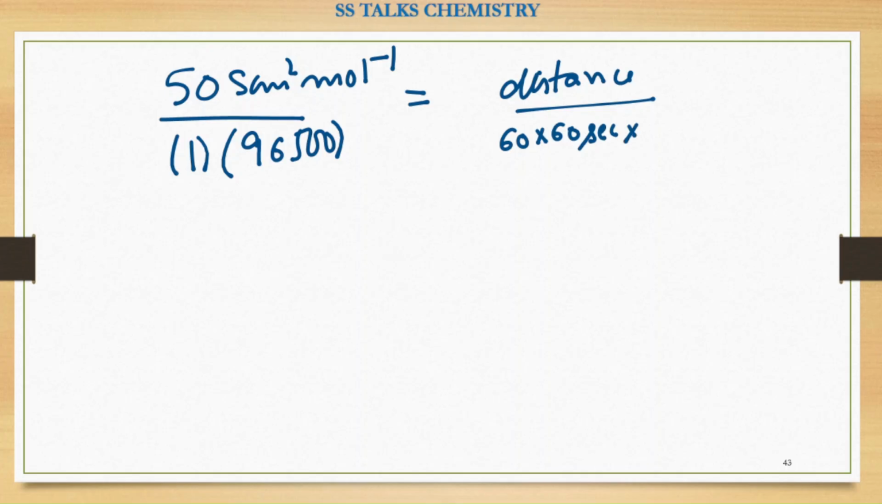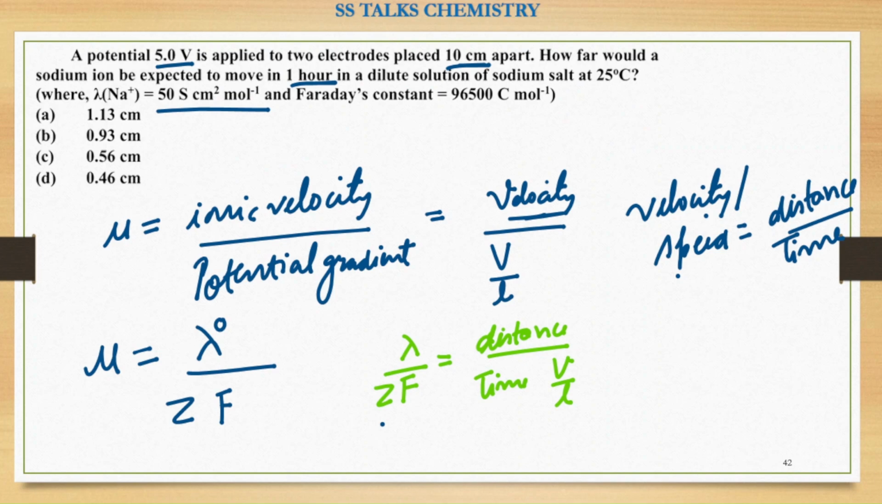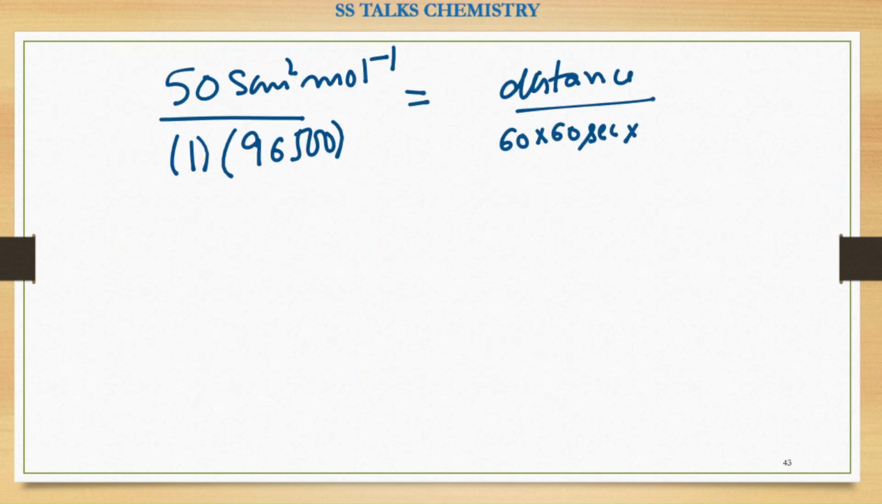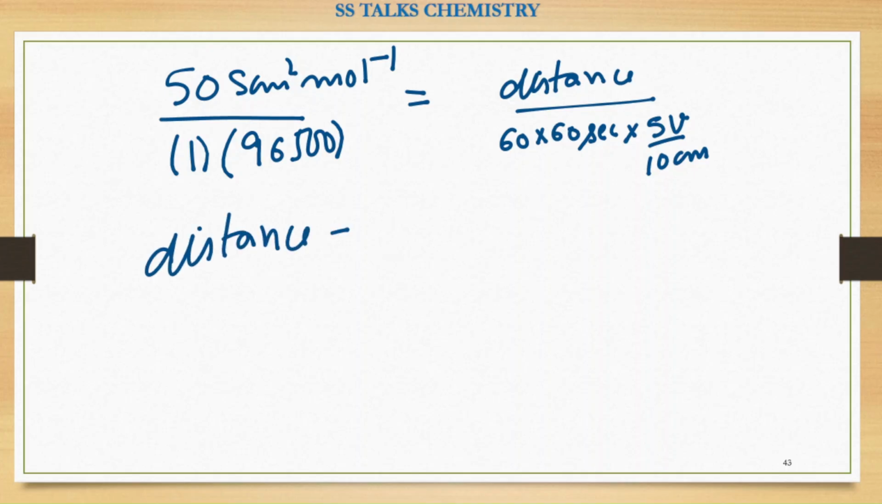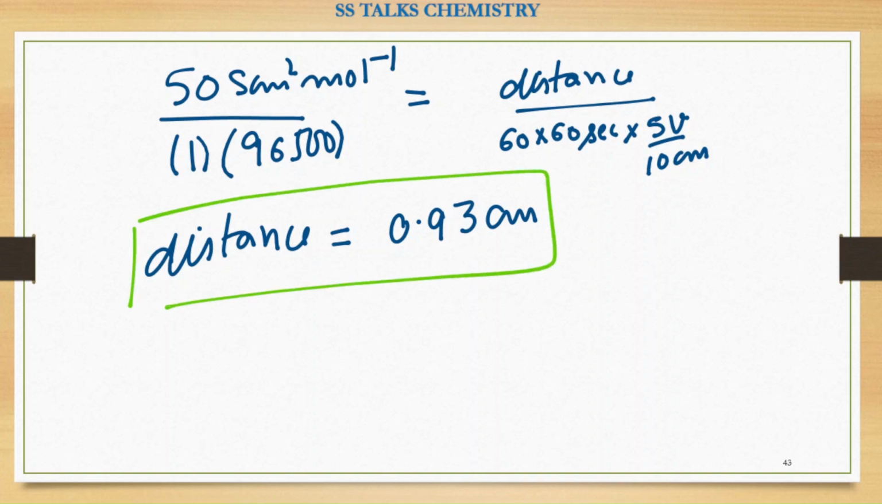Next we have potential upon the length. Potential applied is 5 volt and the length is 10 centimeters, so it is 5 volt upon 10 centimeter. So we just have to solve this one. Solving this, the distance that you will get will come out in centimeters, and the answer you are going to get is 0.93 centimeters. So just do the calculation part now and you will find your answer. I have already solved it and I have got this much distance.